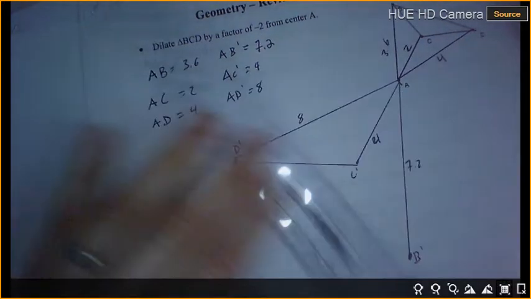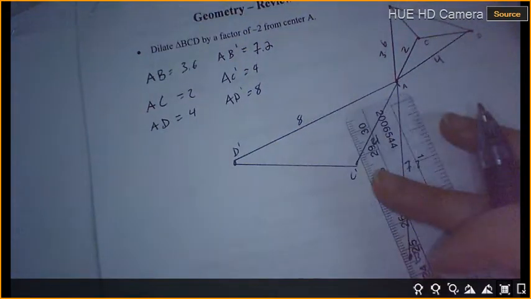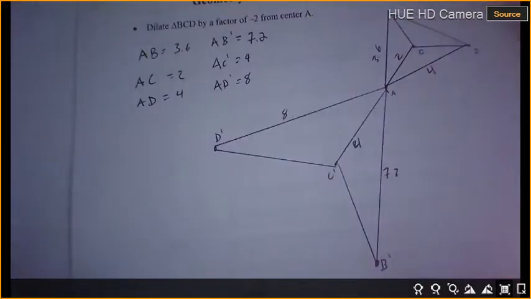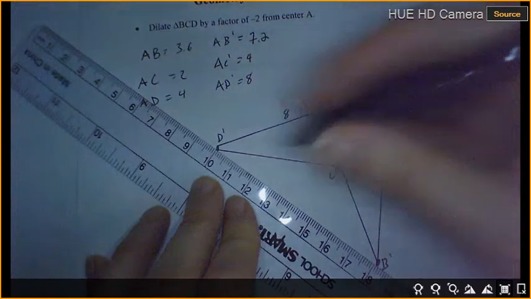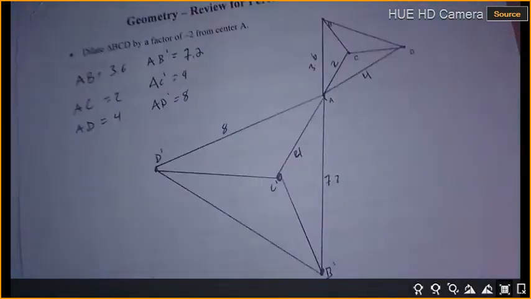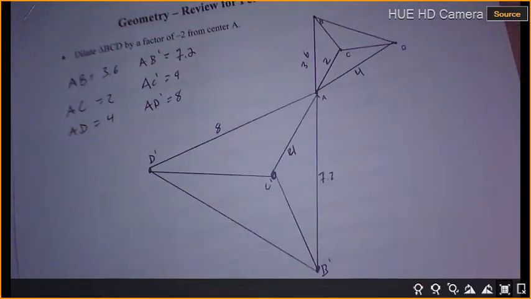And then I'm going to connect D image to C image, C image to B image. This should be connected better, but, and D image to B image. So that is my new triangle. So it should look like this. Okay. I am not going to do the second one, but I will show you the answer.